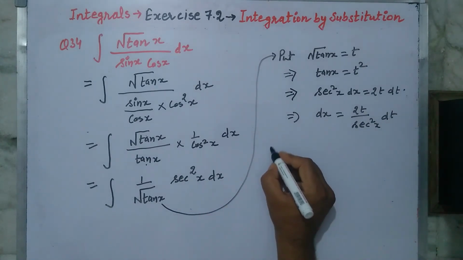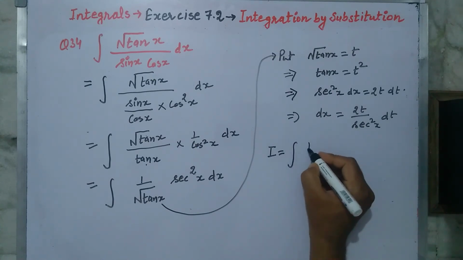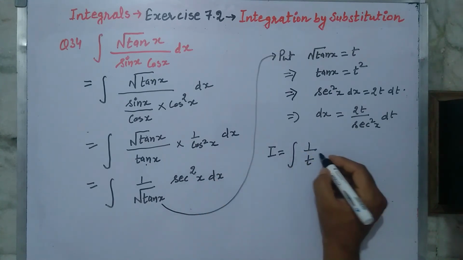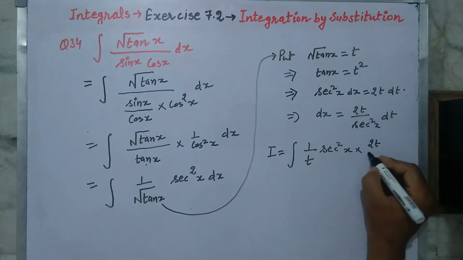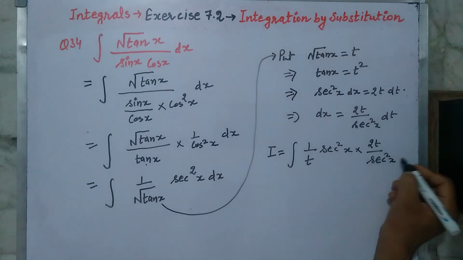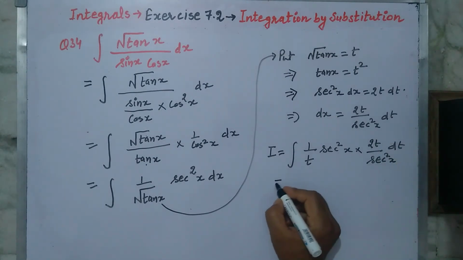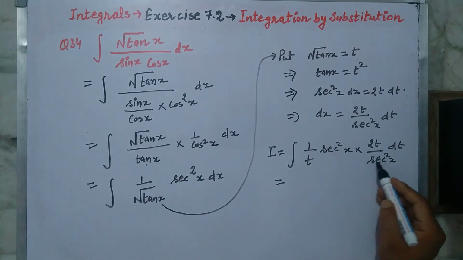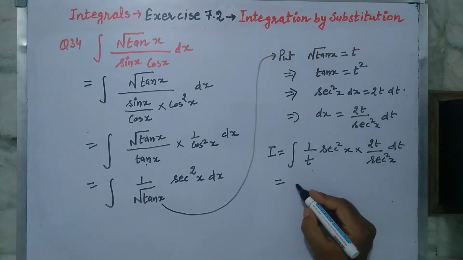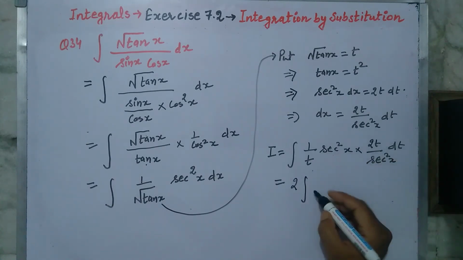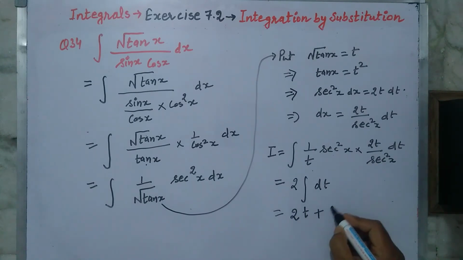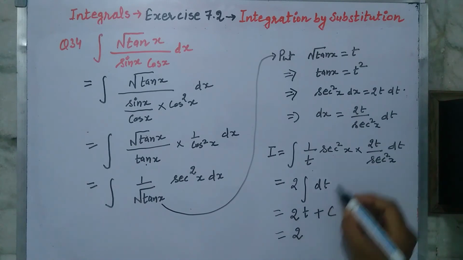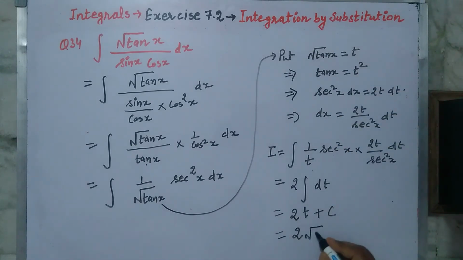So now I is equal to 1 upon t into secant square of x into dx, meaning 2t upon secant square x into dt. So this way secant square x cancels out, t upon t cancels out, 2 into only 1 is left, dt. So the integration is 2t plus c. What is t? This is 2 square root of tangent of x plus c.